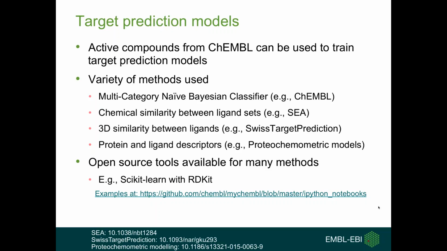There are also lots of other approaches. For example, the C algorithm, which has been developed, just uses basic chemical similarity between ligand sets. And there are other methods that use 3D similarity or combinations of protein and ligand descriptors. And there are lots of open source tools that are becoming more and more available to build these models. The models that we build within the group, we use scikit-learn and RDKit. And we have these IPython notebooks available, which you can use to walk you through the process of how to build and use these models.